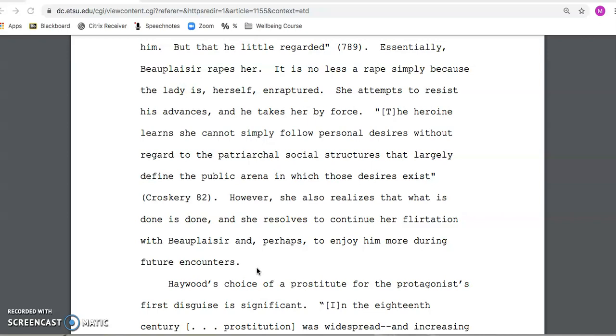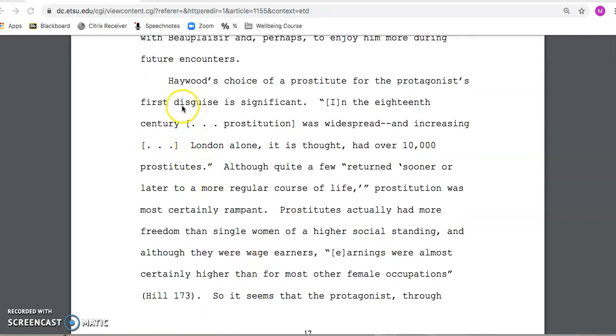In the paragraph that we just looked at, she goes a little bit into how the idea of prostitution fits in to the story and to the rape scene in particular. And so she's going to now, in her new chapter, elaborate on that idea. Haywood's choice of a prostitute for the protagonist's first disguise is significant.